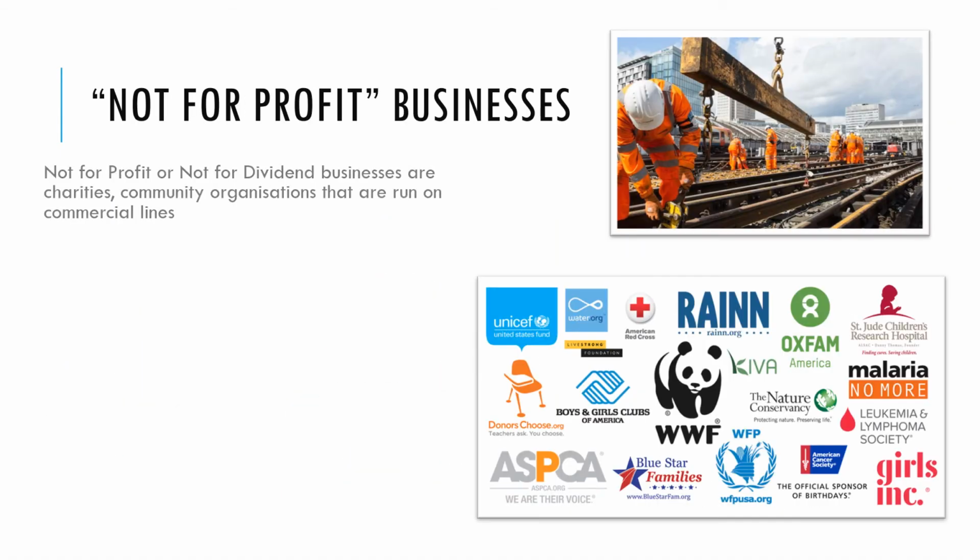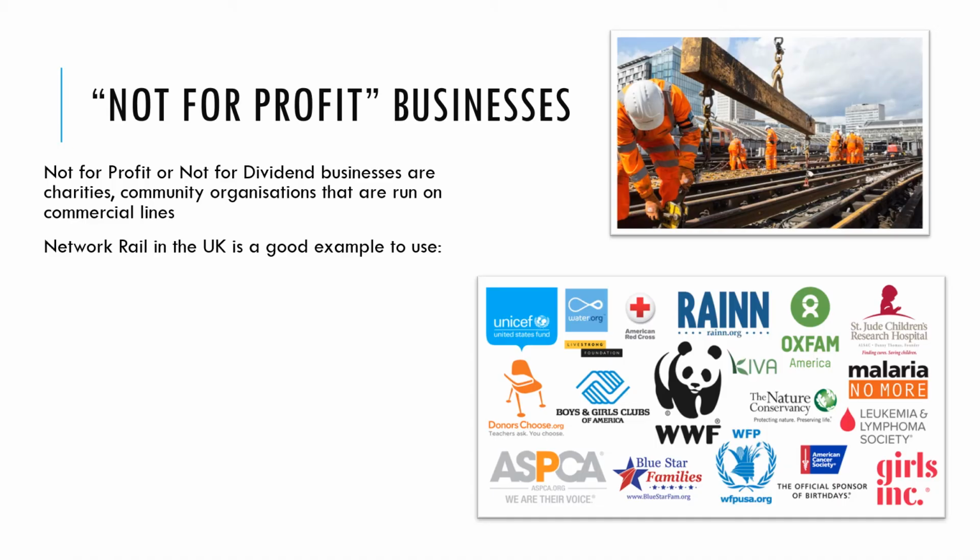Not-for-profit businesses are businesses, sometimes charities, maybe community organizations, that are run on commercial lines. So they run as businesses, but their objective is not to generate a profit or a dividend for the owners of the business. There are some examples down here in the bottom right-hand corner. Some of these are charities that generate money from donors, or they sell items, or different ways of generating revenue. They have costs, they have staff, but they don't try and generate a profit. They normally try and reinvest it back into the business or to whatever their objective is.